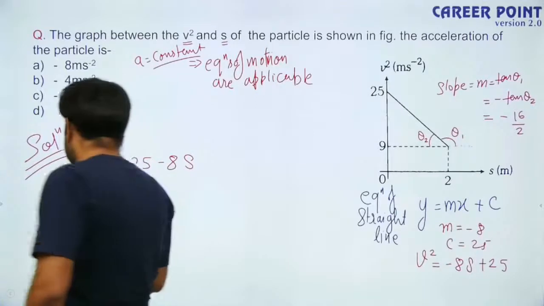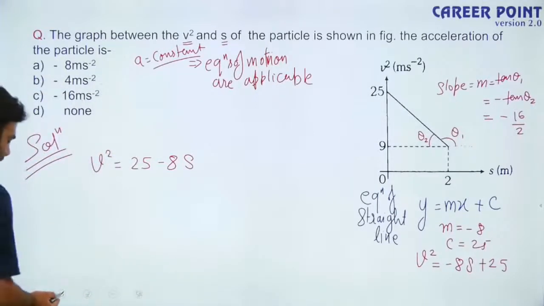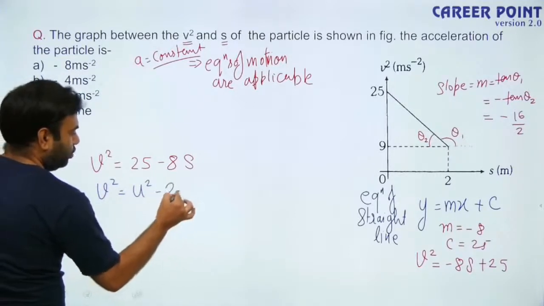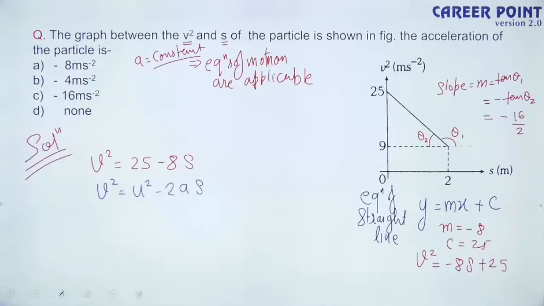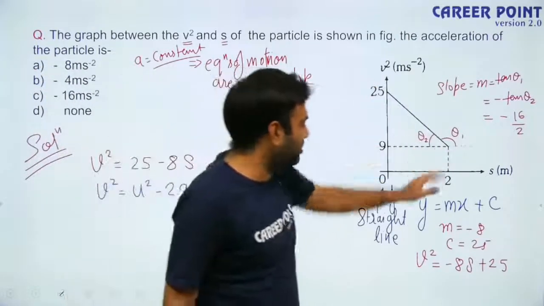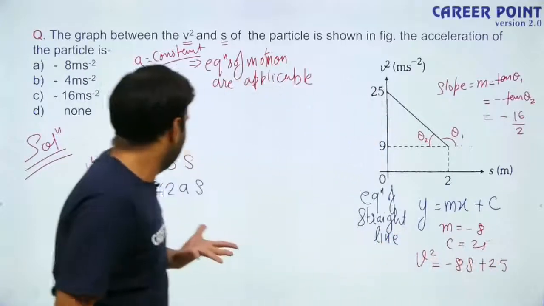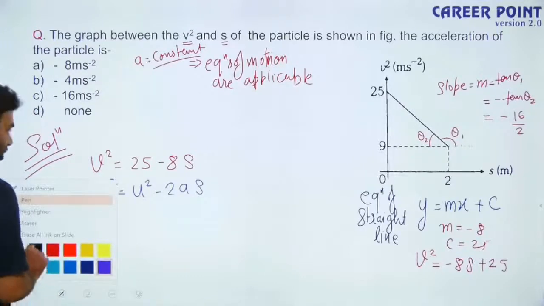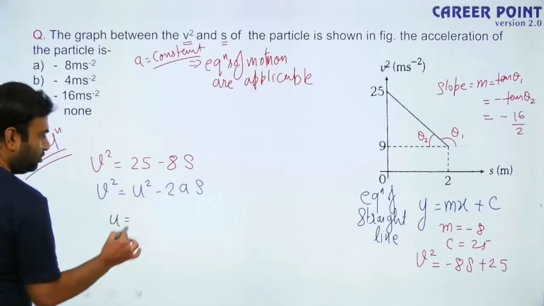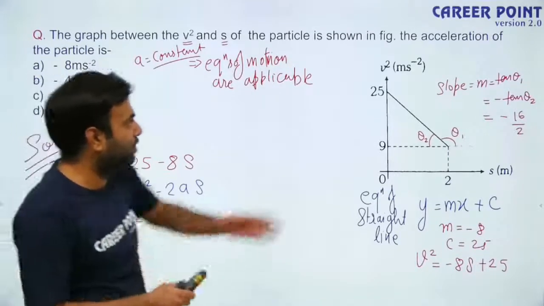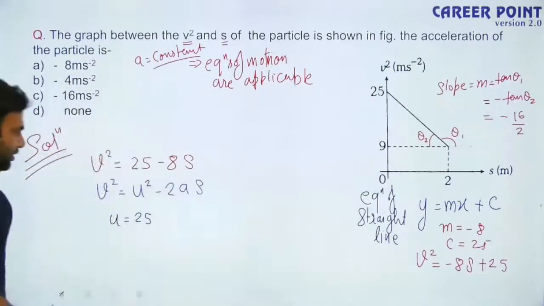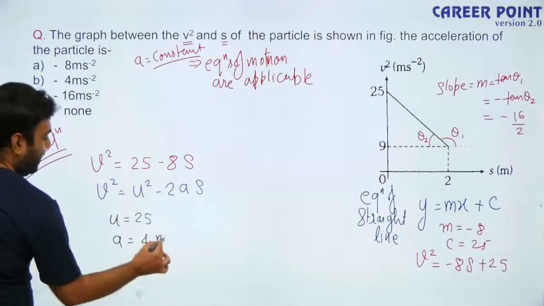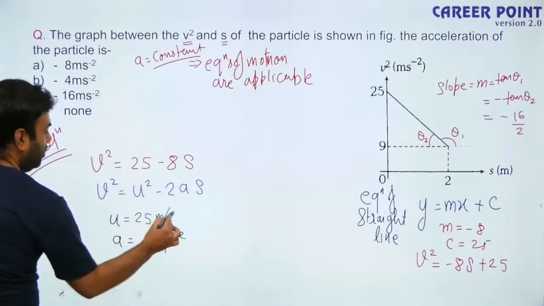Okay. See, we have the equation v square is equal to u square minus 2as. First of all, we found this equation between v square and s. Now we can compare this with the third equation of motion, and we will get that initial velocity is 25. See, initial velocity is 25 and the value of 2a is 8. That means acceleration is 4 meter per second square. Is it clear to you?